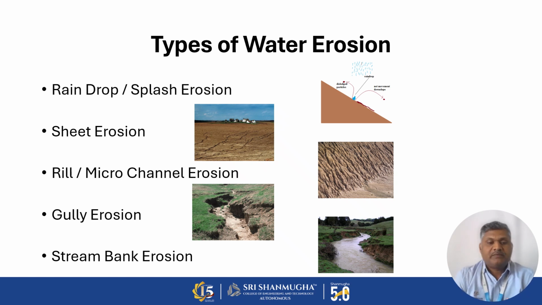And finally, stream bank erosion occurs on the embankments of streams. The soils on the stream banks are eroded by the moving water in the streams. The right bank and left bank soils are eroded due to the curvature and velocity of the water. So these are the stages of water erosion.